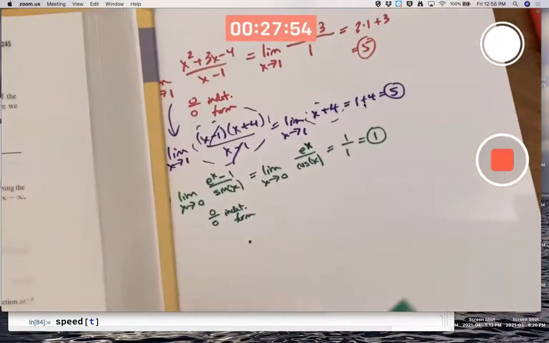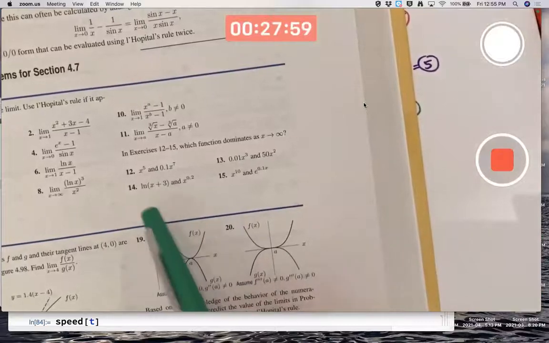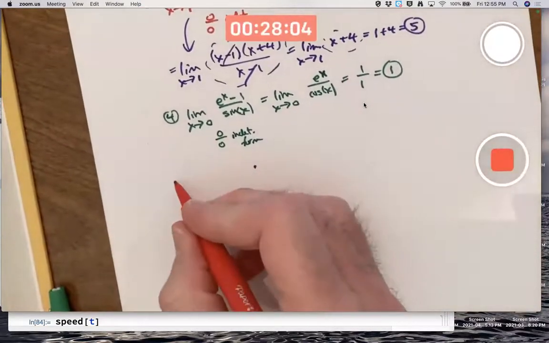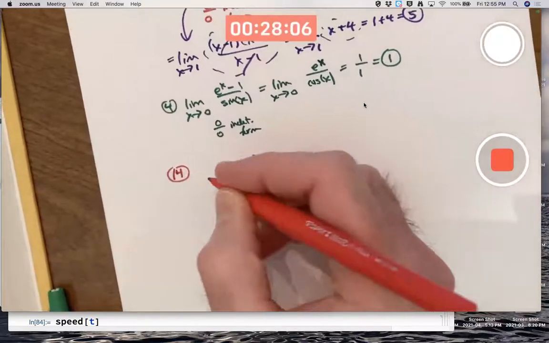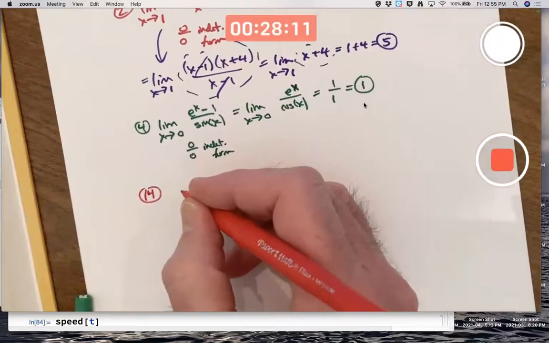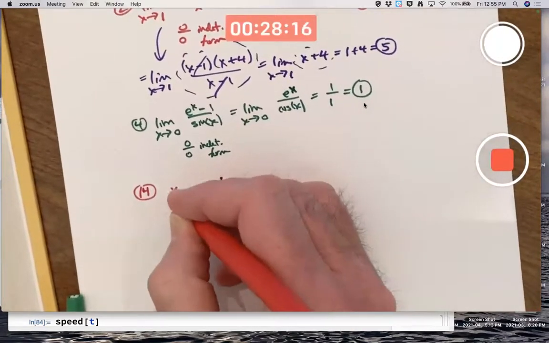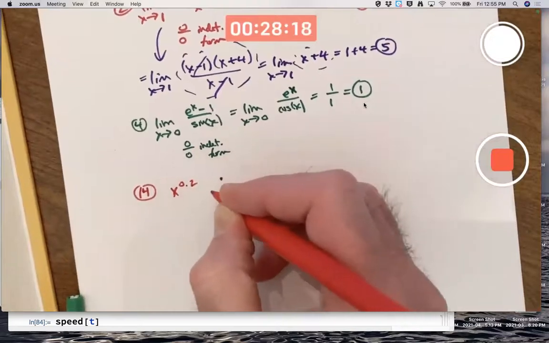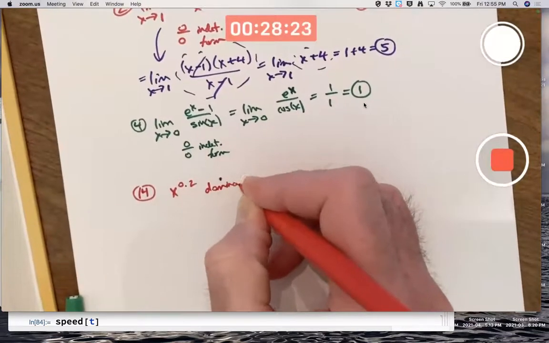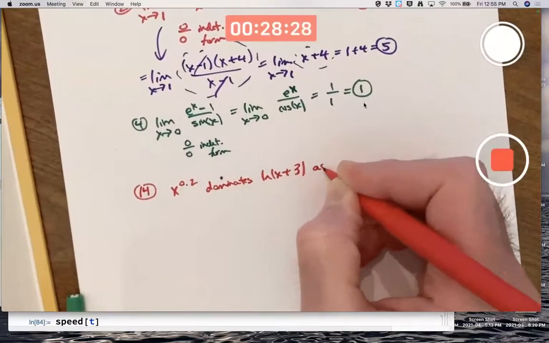So again, we think x to the 0.2 dominates the natural log of x plus 3. Let's see if L'Hopital's rule confirms that or not. Sometimes L'Hopital's rule, I mean, it's always true, but sometimes it's not helpful. Sometimes you have to apply it more than once. We talked about that on Wednesday. And sometimes it just doesn't really help much. We claim that x to the 0.2 dominates natural log of x plus 3 as x goes to infinity.